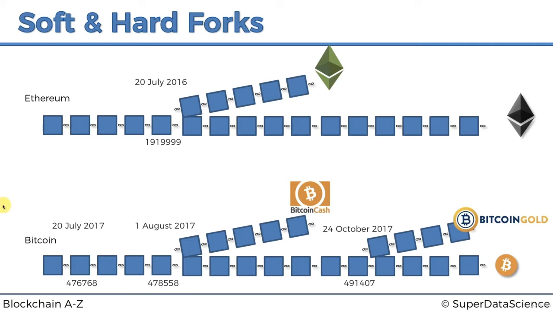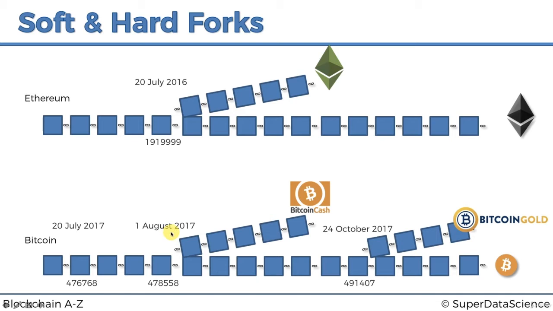Just to quickly recap, on the 20th of July 2016 there was a hard fork in the Ethereum chain because of the attack on the DAO, and Ethereum wanted to revert the transactions in that attack, and those miners who agreed continued with Ethereum. Those miners who disagreed continued with Ethereum Classic. In Bitcoin, on the 20th of July 2017, there was a soft fork associated with acceptance of SegWit.